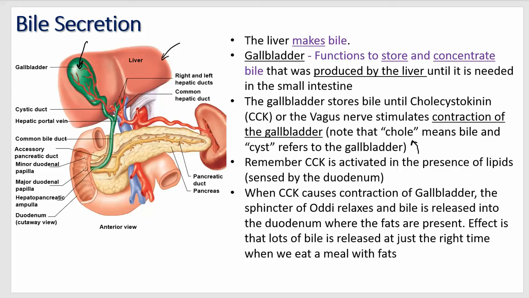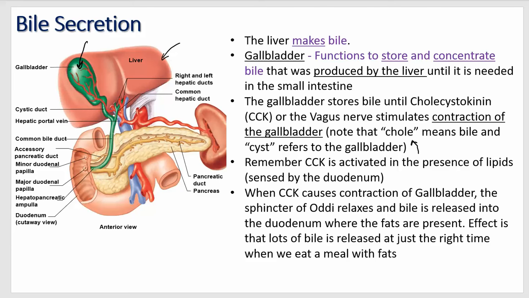So when CCK causes contraction of the gallbladder, it has to kind of open up the way. So the sphincter of Oddi relaxes, and bile is released into the duodenum where the fats are present. So the sphincter of Oddi is down here. It's not named on this particular picture, but it's named in other pictures. And so it squeezes through there and it opens that sphincter, and so you can release a whole bunch of bile all at once. So the effect is that a lot of bile is released just at the right time when we eat a meal with fats.